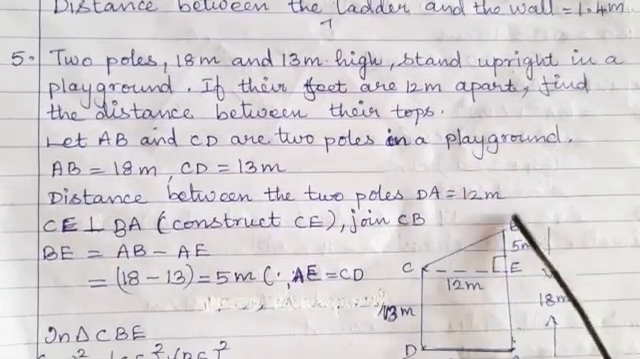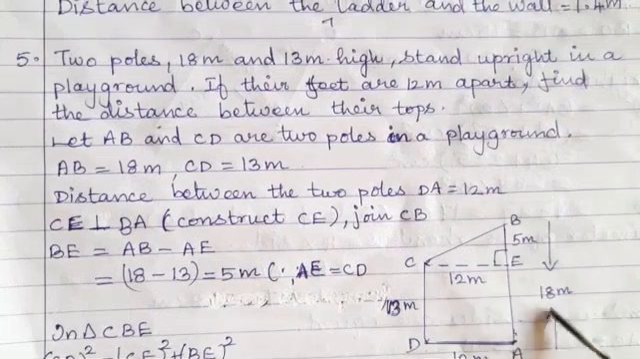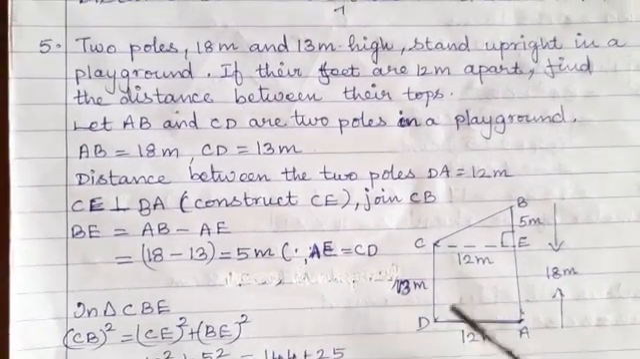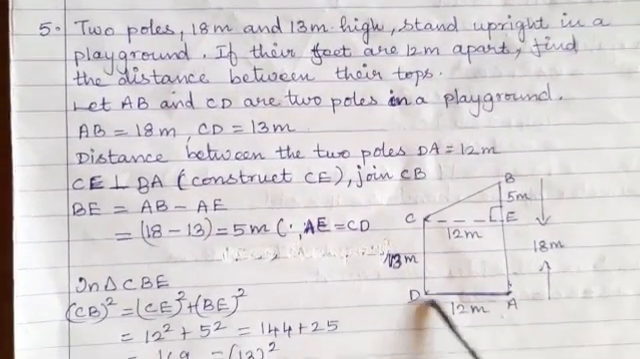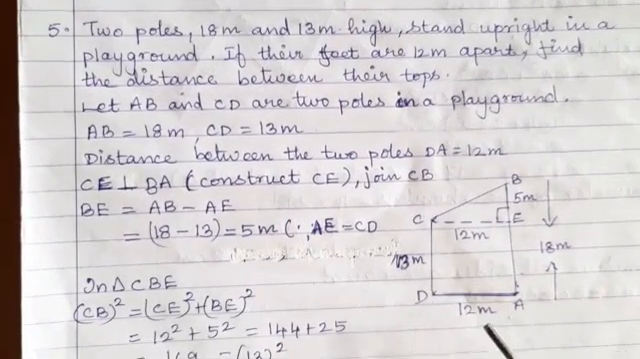Two poles. First I will draw the two poles, that is AB and CD. The length of AB is 18 meter and length of DC is 13 meter. And if their feet are 12 meter apart, that is, the distance between the two poles is 12 meter, that is DA equal to 12 meter.